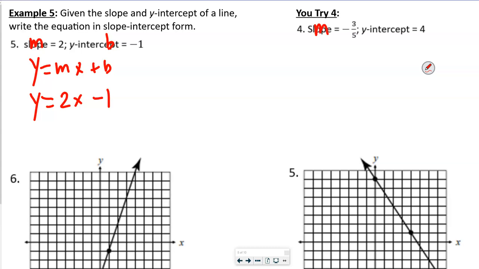So once again, this is our m, this is our b. Our equation is y is equal to mx plus b. So we're saying y is equal to negative 3/5 x plus 4. Okay?